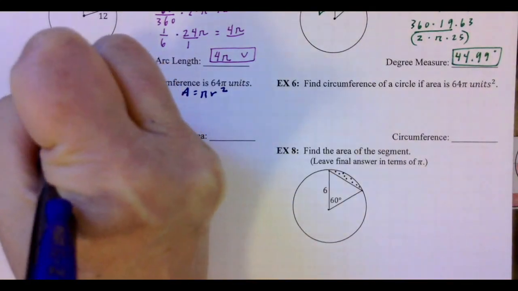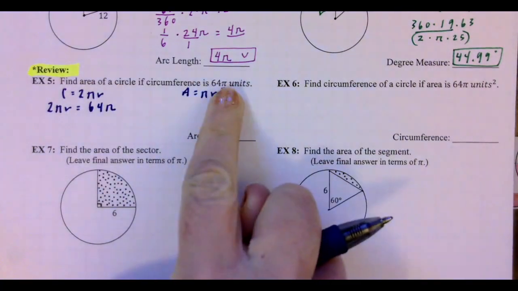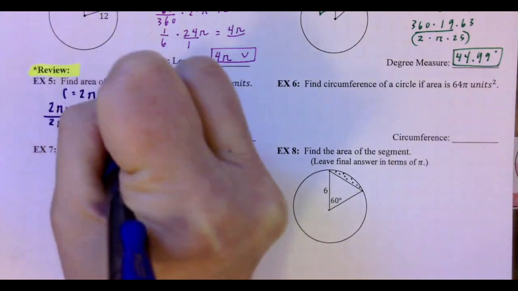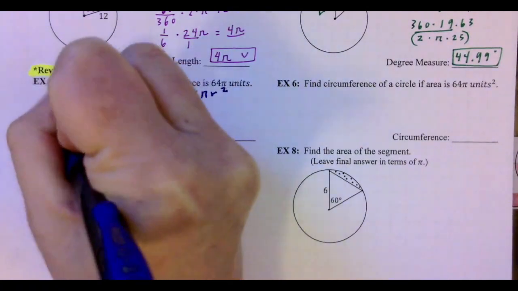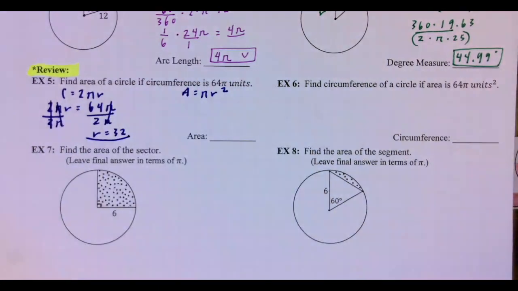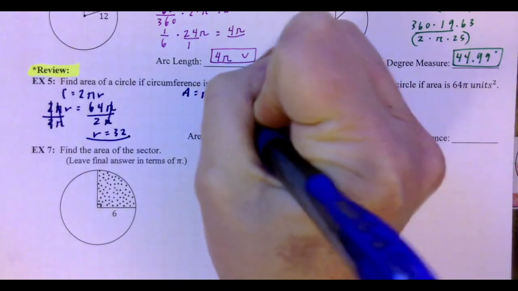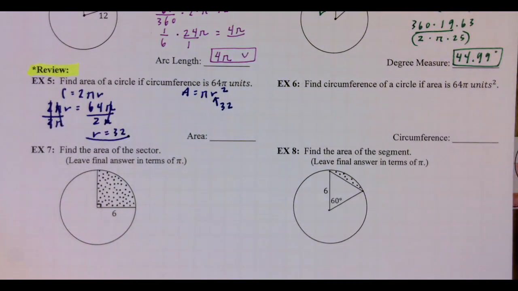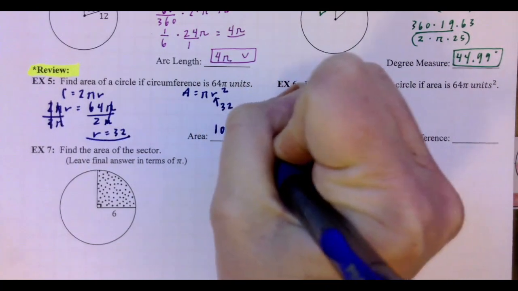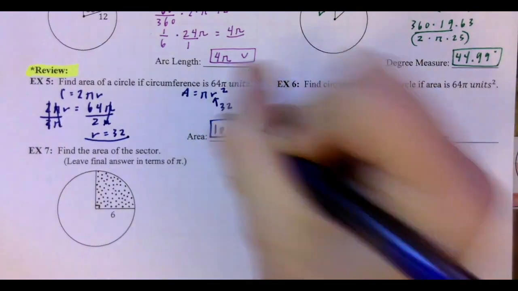So I know that 2 pi r equals 64 pi, right? That is my circumference. So if I divide each side by 2 pi, I get my radius is 32 units. So that's what I'm plugging in for area. I need to square 32 and slap on the pi. So I end up with 1024 pi. Area is always units squared.